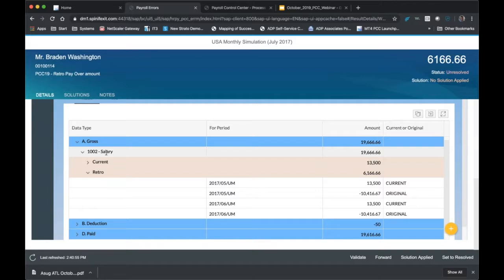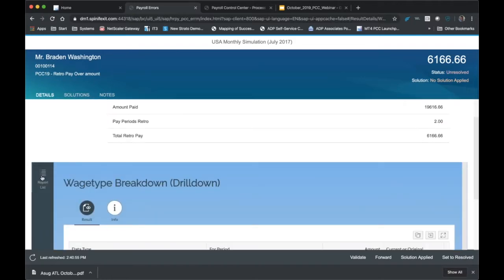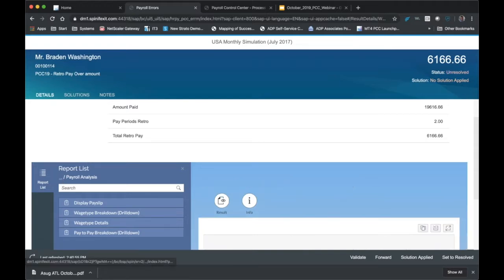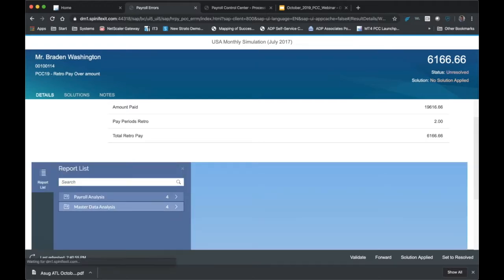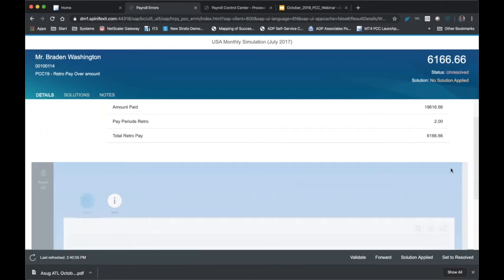And if I'm an experienced payroll person, I'm thinking to myself, well, you know what? That's probably related to his base pay. Well, let's go prove that, right? What we can do in Payroll Control Center, again, is we can also report, as well as we can report on the pay, we can report on the master data changes that occurred. Let's go look at this guy's master data to see what changed during this period.